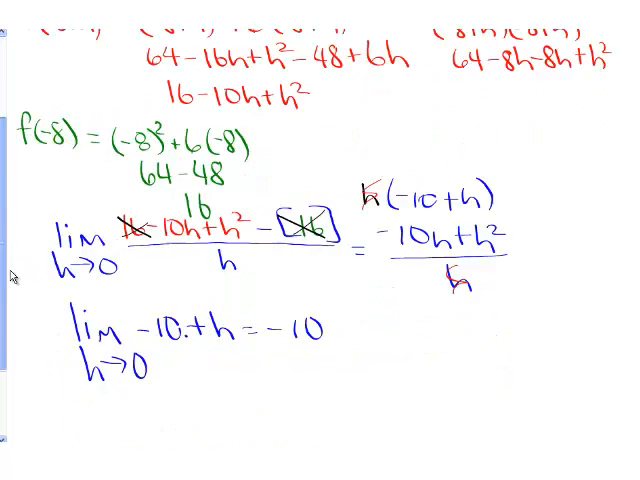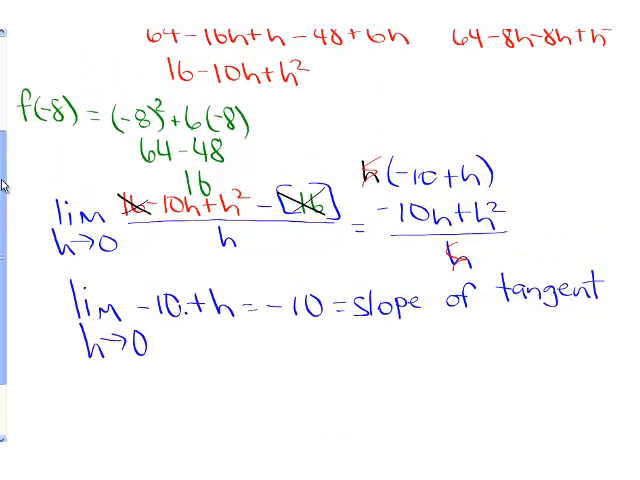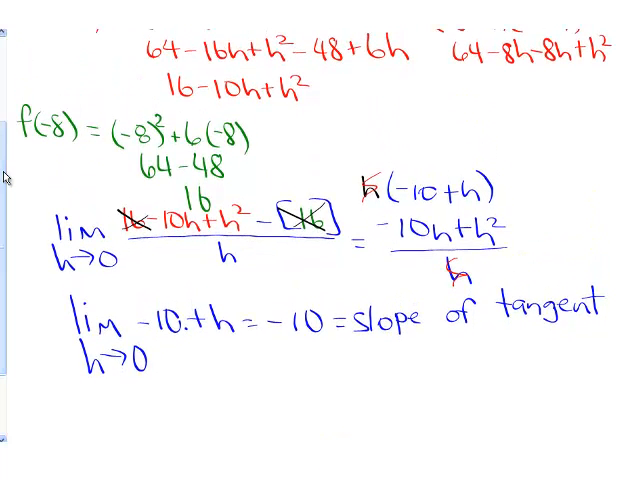So the slope on this is going to be negative 10. This is the slope of the tangent. Right here, this gives me f of x. That's the f of x part of the limit. We were only given the x value. We were not given a y value.